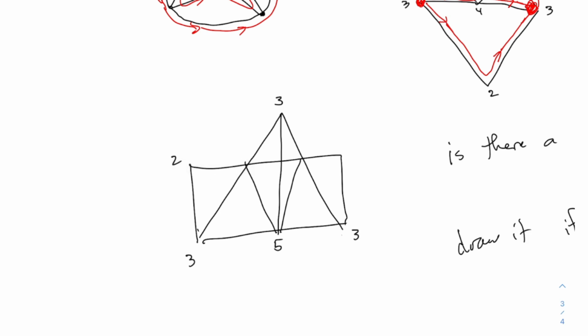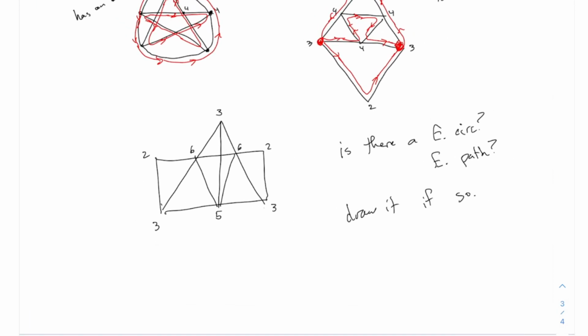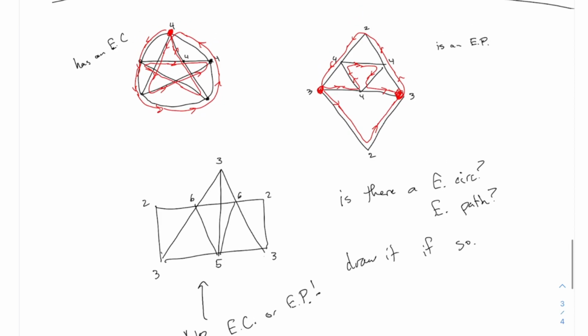That's a 2. This is a 6, and a 2. But that doesn't matter. I have too many odds. So this one has no Euler circuit or Euler path. All right. Any questions about those? Once you know what to look for, it is not hard to decide. You just got to look at the degrees.